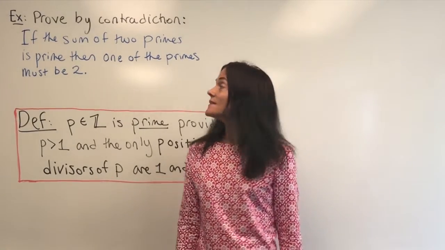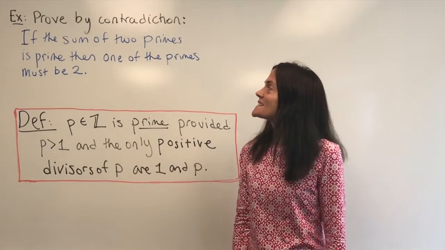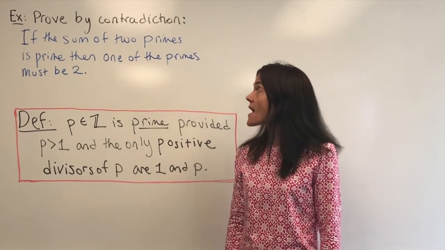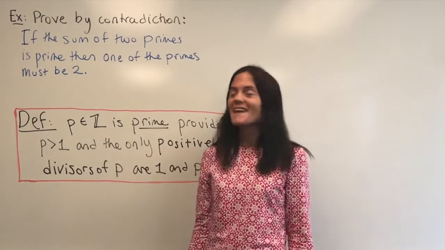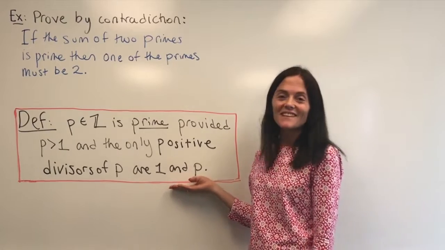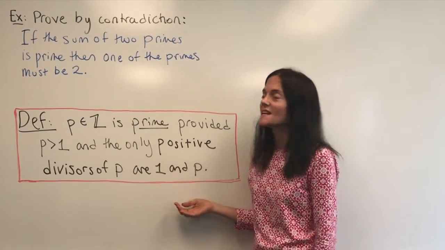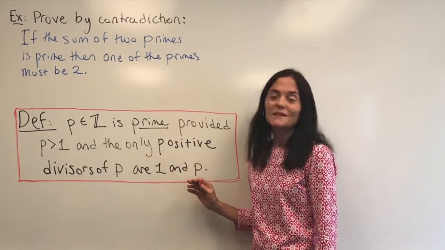I would like to prove the following statement in blue by contradiction. It says if the sum of two primes is prime, then one of the primes must be 2. Before we begin, I want to remind you of the definition of prime because we're going to use it, and I'm going to make an observation that I haven't explicitly written down that we'll need in the proof.